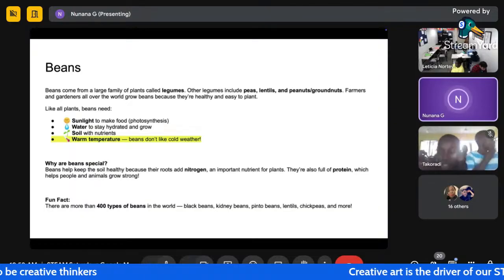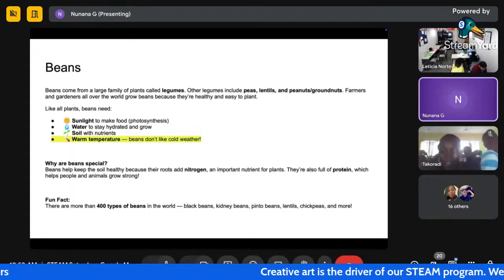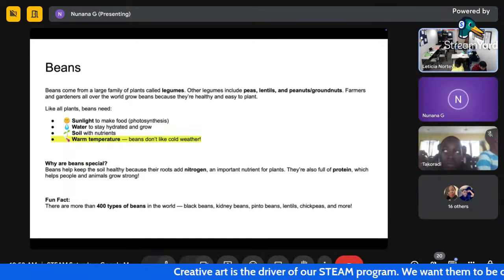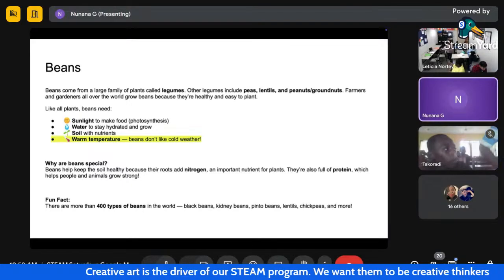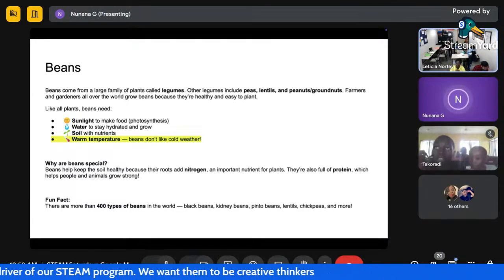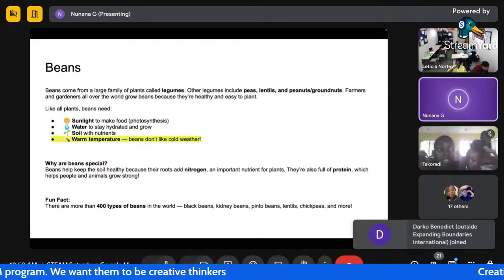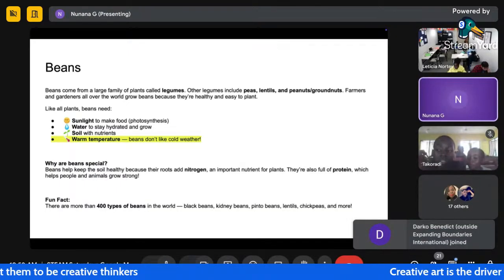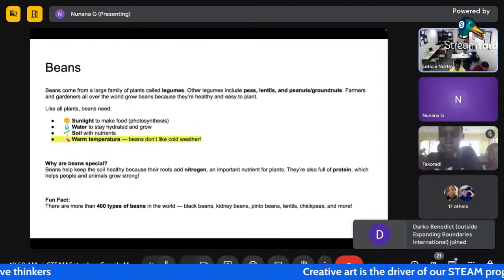And we learned about the plant cycle last time. Remember, beans do not like cold weather. Again, beans do not like cold weather. Okay?